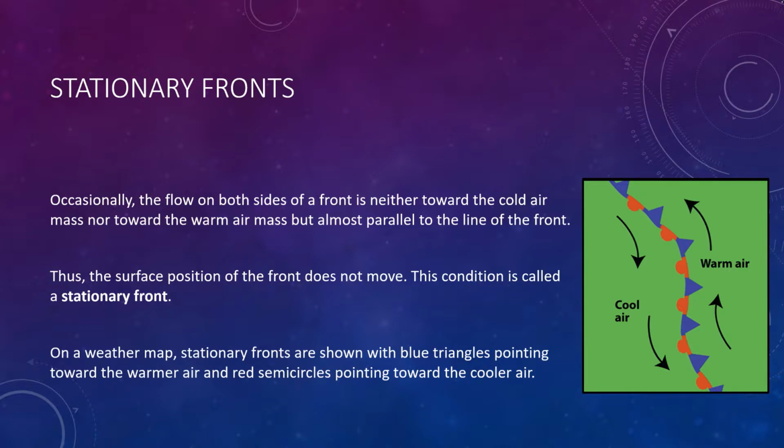On a weather map, stationary fronts are shown with blue triangles pointing toward the warmer air and red semicircles pointing toward the cooler air. At times, some overrunning occurs along a stationary front, causing gentle to moderate precipitation. Flooding can occur along the cold side of a stationary front if the front remains in place for a long time.